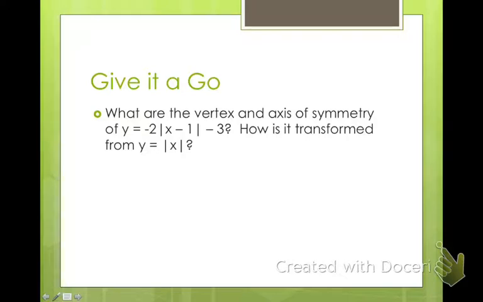Okay, go ahead and write these down really quick, axis of symmetry and the vertex for this function. So with this one, our vertex is 1, negative 3, and our axis of symmetry goes through the line x equals 1.